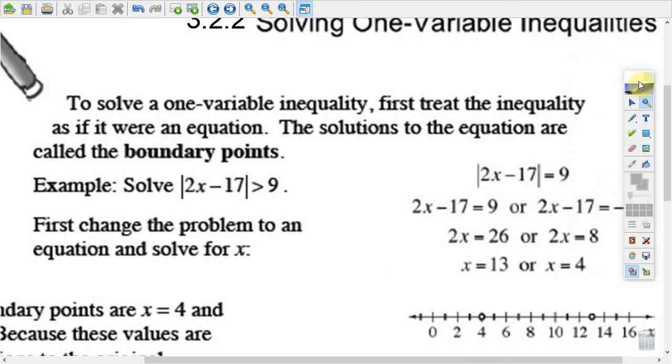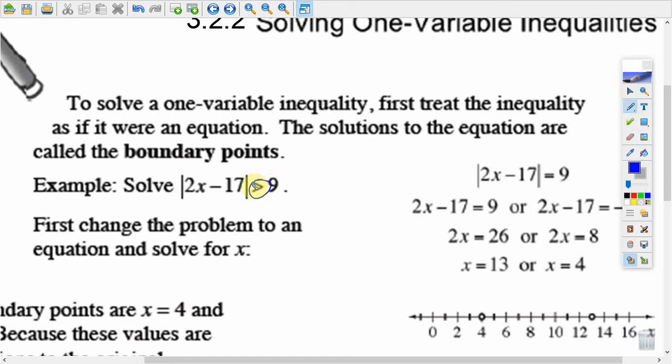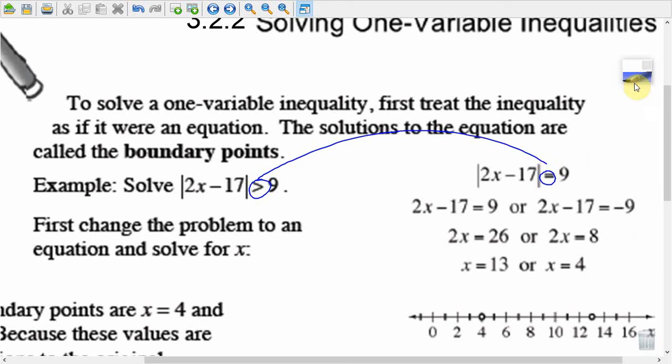is treat the inequality as if it were an equation. So we're going to pretend like the greater than or less than sign is an equal sign, and we're going to solve it like that. In this example we have the absolute value of 2x minus 17 is greater than 9. So we're going to rewrite that greater than sign here as an equal sign, okay? And we're going to use that to solve our boundary points.